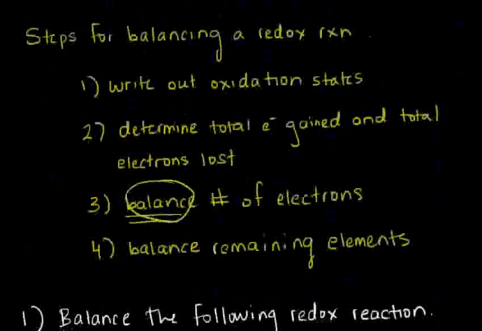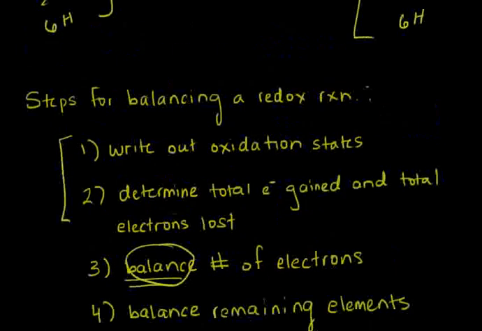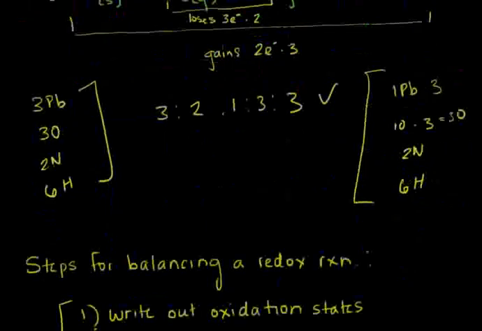The real painful bit are these first 2 steps, figuring out what the oxidation states are and then how they change, figuring out how to balance those electrons, keeping in mind that we have to have the same number of elements of each kind of element on each side of the equation.